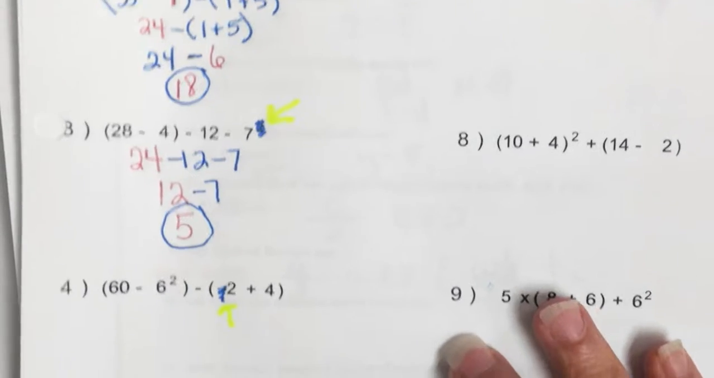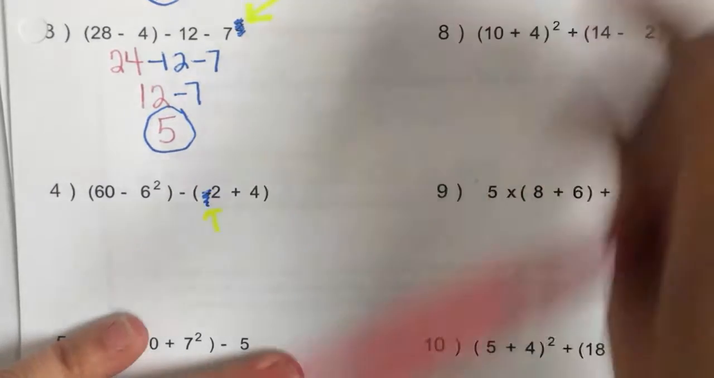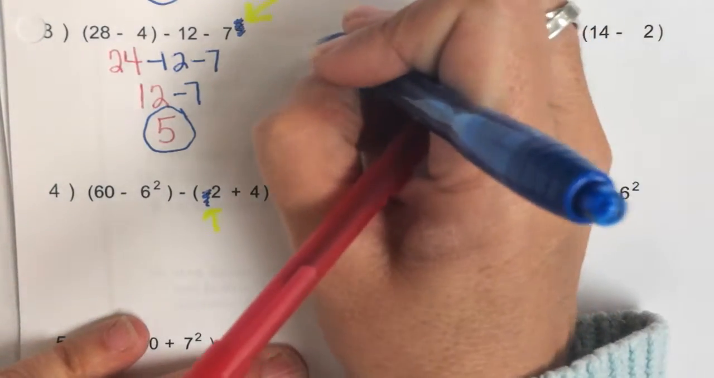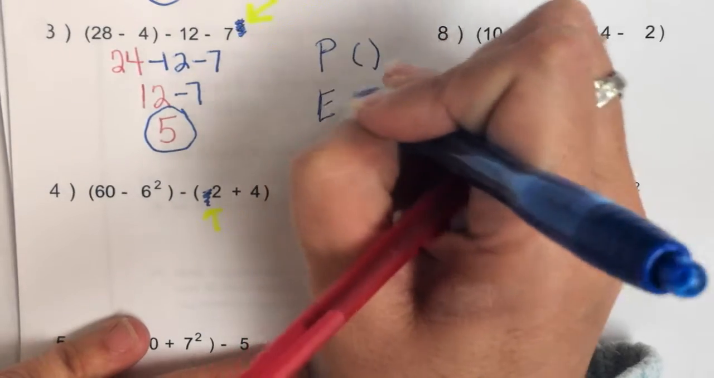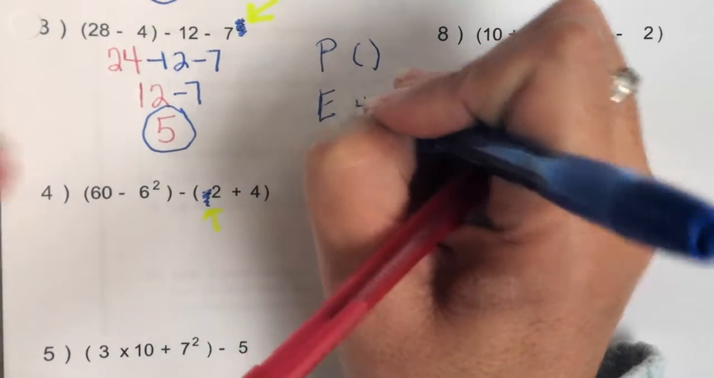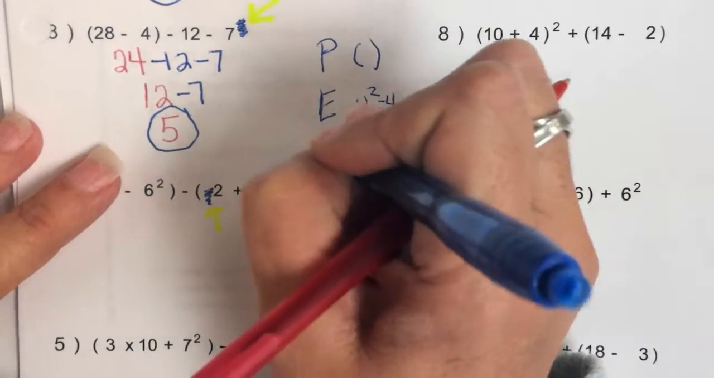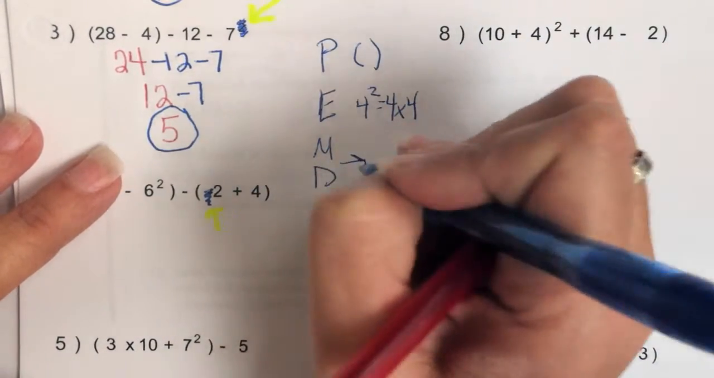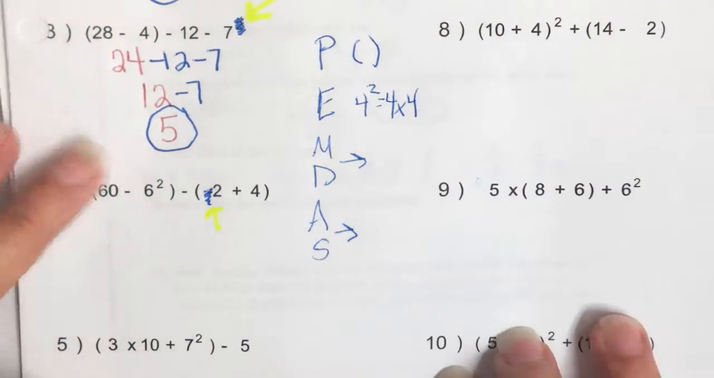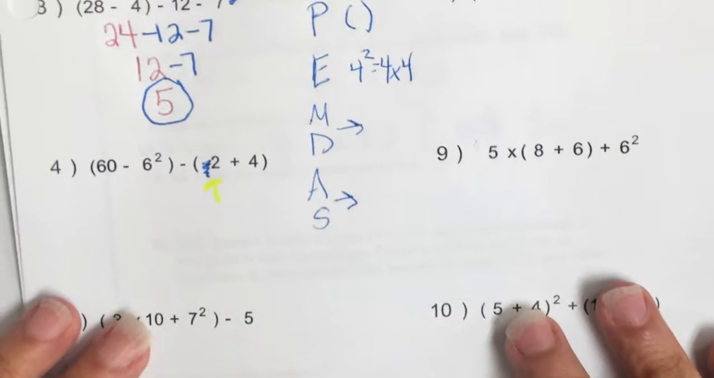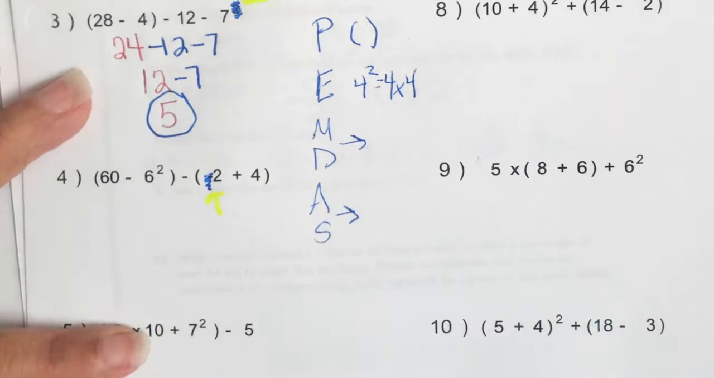PEMDAS, please excuse my dear Aunt Sally. Remember, if you're forgetting the steps, we should be doing P for parentheses first, E for exponents. So if it's 4 squared, that means 4 times 4. Then multiply or divide from left to right. And then add or subtract from left to right. We did this 2 days ago, so I was just kind of thinking maybe we didn't need help.